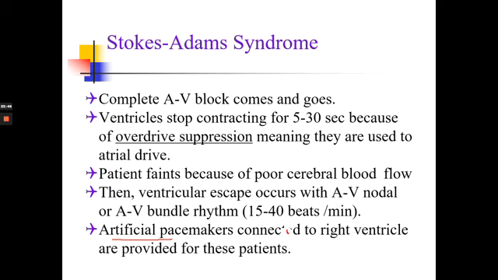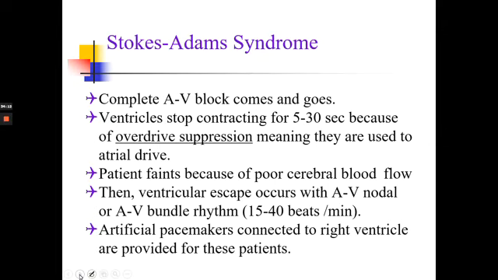So the artificial pacemaker is put in from the antecubital vein of the right side to the axillary vein, the jugular vein, then the superior vena cava, then the right atrium, then it passes to the right ventricle, and it is fixed on the right ventricle. And these artificial pacemakers are battery operated.